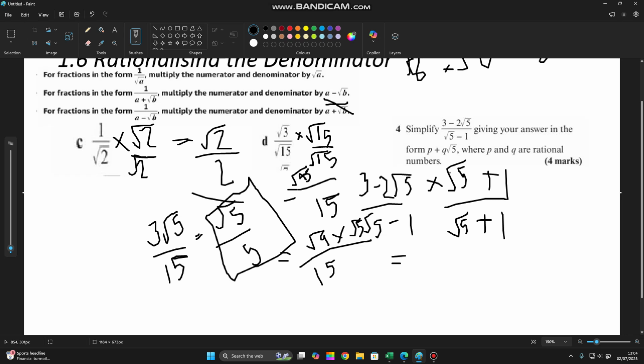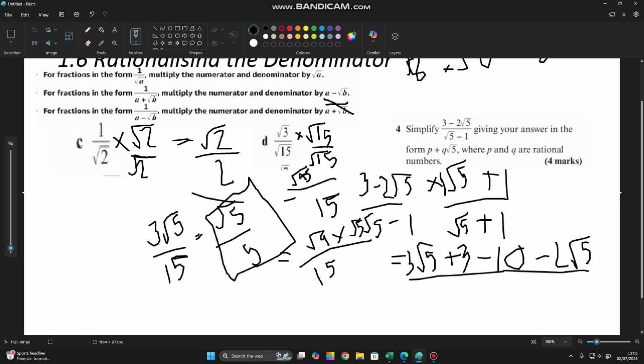So 3 times root 5 is 3 root 5. 3 times 1 is 3. Then minus 2 root 5 times root 5. So basically, how to multiply this? Well, if it's root 5 on its own, we can imagine that there's a 1 here. So minus 2 times 1 is minus 2. And then root 5 times root 5, well, the roots cancel, you just get 5. So minus 2 times 5 is minus 10, right? And then we have the minus 2 root 5 times by the 1, so minus 2 root 5.